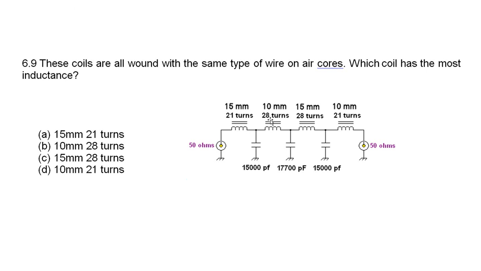and it's going to have to be the 28 turn inductor with the biggest diameter. In this case 15 millimeters. 28 turns is going to have more inductance than 28 turns 10 millimeter. It's going to have more inductance than 21 turns 15 millimeter too. So the answer is 15 millimeter, 28 turns. You could get a question similar to that in your assessment.